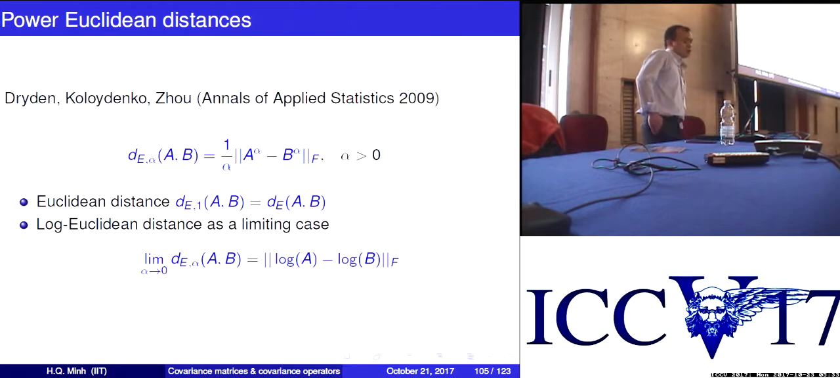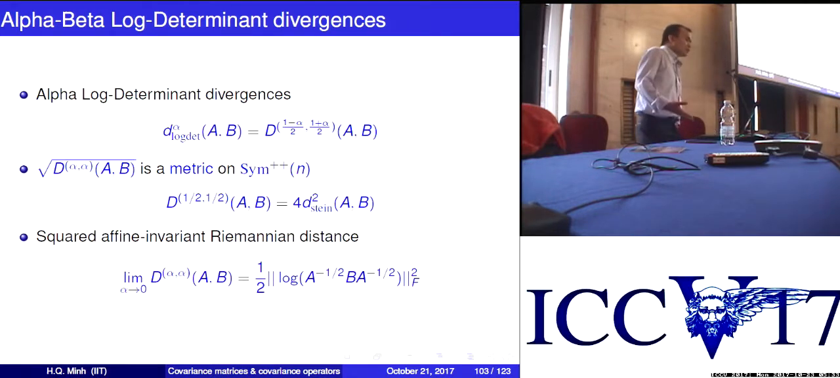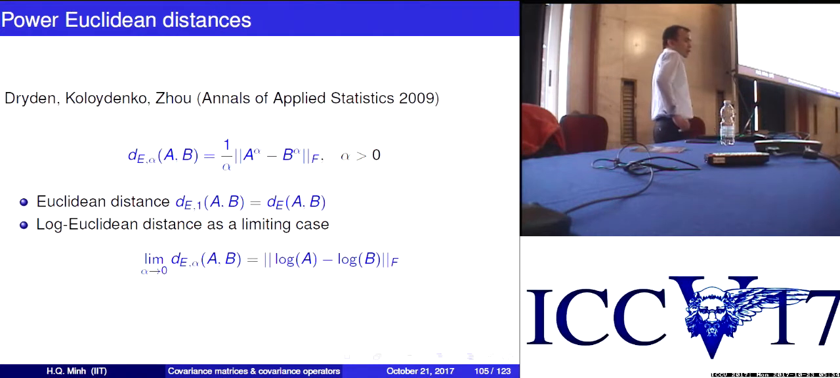Now there's one more. It includes the affine invariant Riemannian distance, the symmetric Stein divergence and the alpha log determinant divergence, but it does not include the log Euclidean distance. There's a family called the power Euclidean distances, introduced by Dryden et al. in 2009. We have a parameter alpha here, and d_E of alpha (A, B) is just the Frobenius distance between A to the power alpha and B to the power alpha. When alpha is equal to one, we obtain the Euclidean distance. When alpha goes to zero, we obtain the log Euclidean distance between A and B.